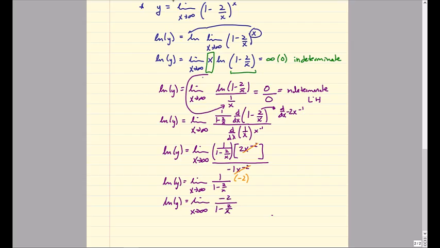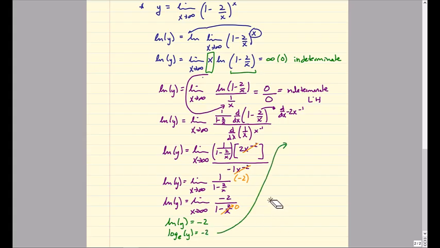Now as I take that limit, again, don't drop the left-hand side. As I take the limit, this piece goes to 0, and I'm left with negative 2 over 1, which is just negative 2. So I'm left with the natural log of y is equal to negative 2. So from here, I've taken my limit, so what I need to do now is to finish this. I know what the natural log of y is. I want to know what y is. Well, natural log of y, if you recall, is log base e of y equals negative 2.